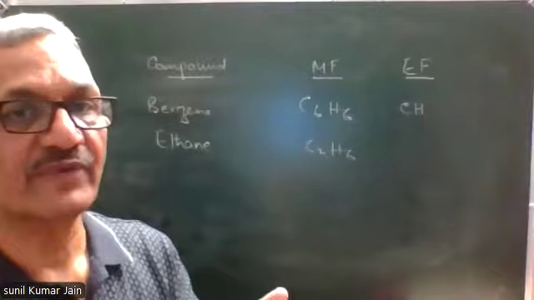Glucose. Glucose is C6H12O6. Highest common factor is 6. Divide by 6, it becomes CH2O. That is the empirical formula. Last example, water, H2O. Highest common factor is 1. It means empirical and molecular formula of water will be the same.